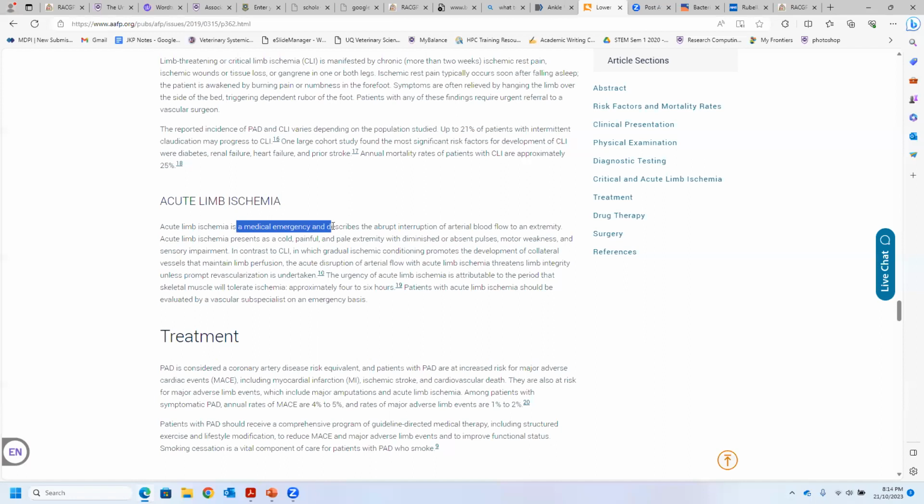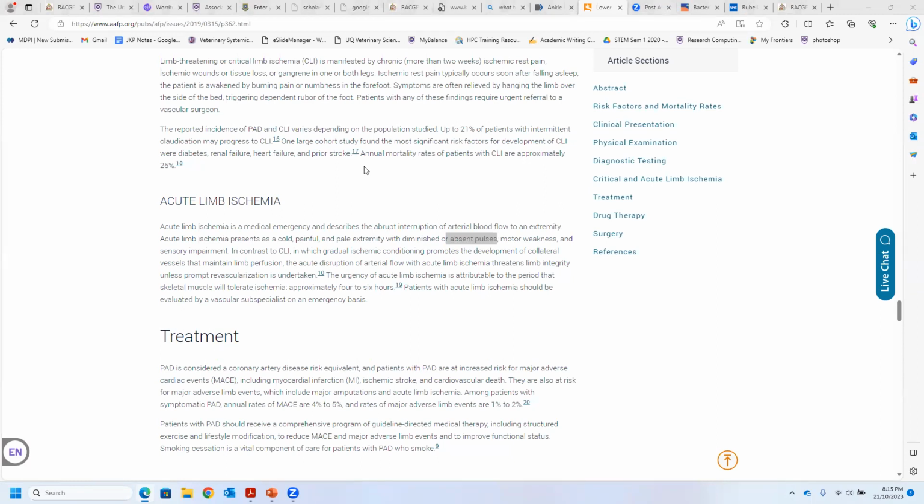Acute limb ischemia is a medical emergency. It describes the abrupt interruption of the blood flow to the limb, and the patient presents to you with 6 Ps. Oh, sorry, I'm going to mute all of you. What are the 6 Ps? There will be pain, pale extremity, absent or diminished pulses, motor changes.